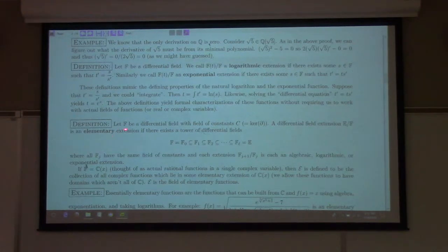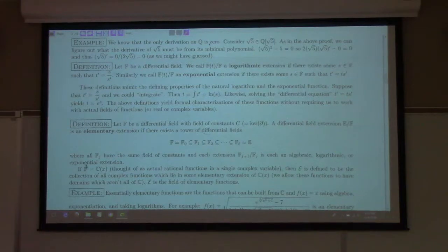So, definition: F a differential field, with field of constants C. A differential field extension E over F is an elementary extension if there exists a tower of differential fields, like so, where all of the intermediate things in the tower have the same field of constants, and each extension is either algebraic, logarithmic, or exponential. So that's essentially going to say that we're only adjoining things that are like logs, exponentials, or algebraic elements like polynomials in the original thing.